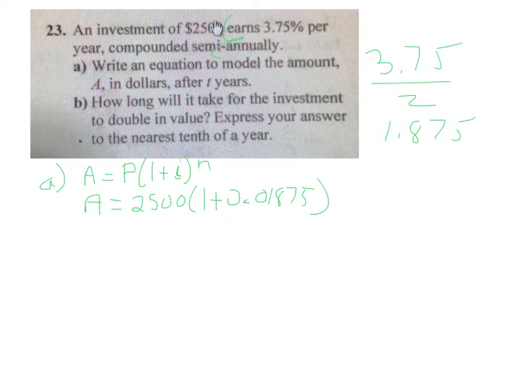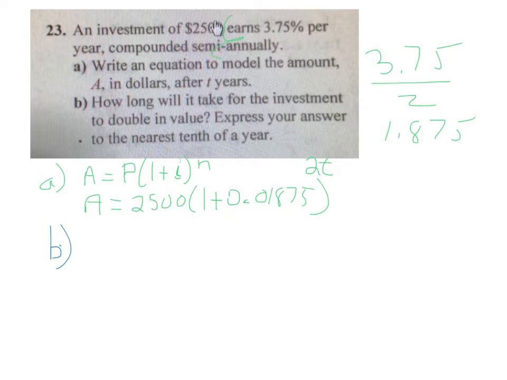The same thing for n. After t years, it doesn't tell us how long it's in there for. After t years, we would multiply t by 2 because we're getting paid interest twice a year. So whatever t is, we would double it. Like if it's 5 years, we would have 10 compounding periods. And so that's what the general formula would look like for this information.